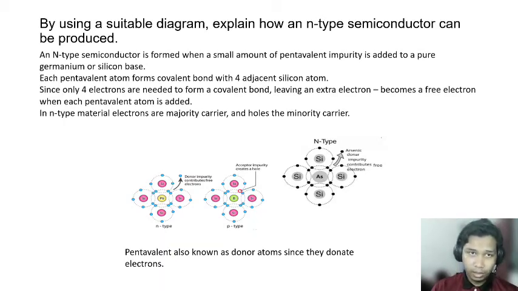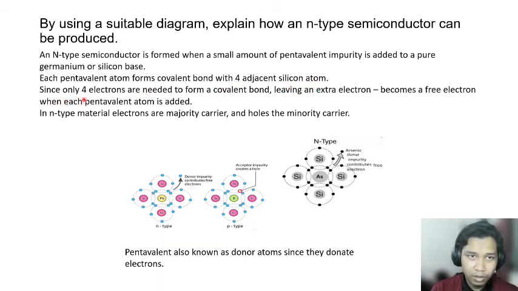First question. By using a suitable diagram, explain how an N-type semiconductor can be produced. First of all, an N-type semiconductor is formed when a small amount of pentavalent impurity is added to a pure germanium or silicon base. For example, the semiconductor is formed with the silicon. Each pentavalent atom forms covalent bonds with 4 adjacent silicon atoms.